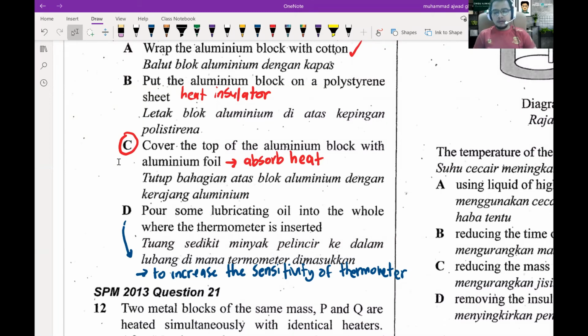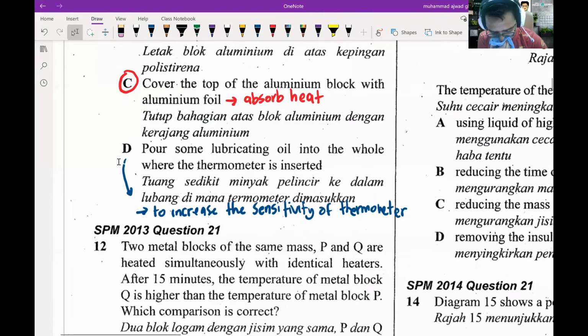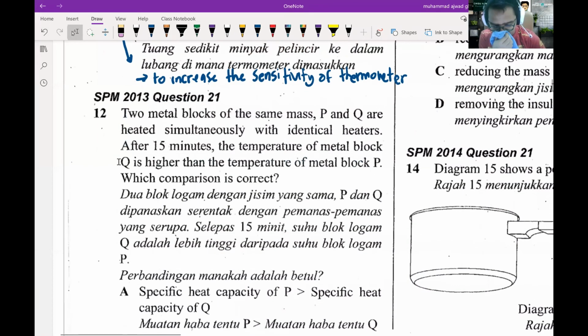Alright, ada sebarang soalan untuk yang tu? Ada. Tak ada. Itu metal block of same mass. Kita pergi soalan nombor 12. Heated simultaneously with identical heater. So ni sebenarnya nak beritahu identical heater ni maksudnya dia nak beritahu oh dua-dua ada same power.